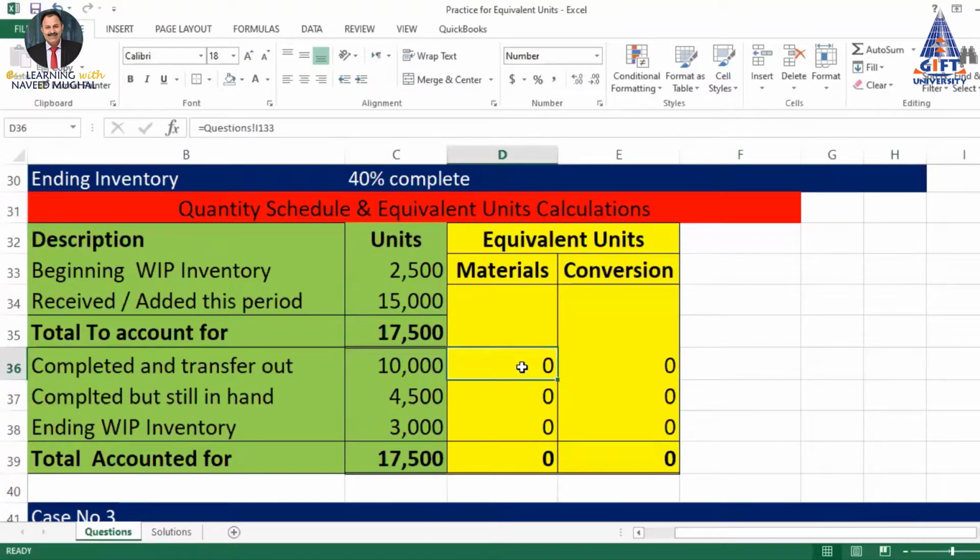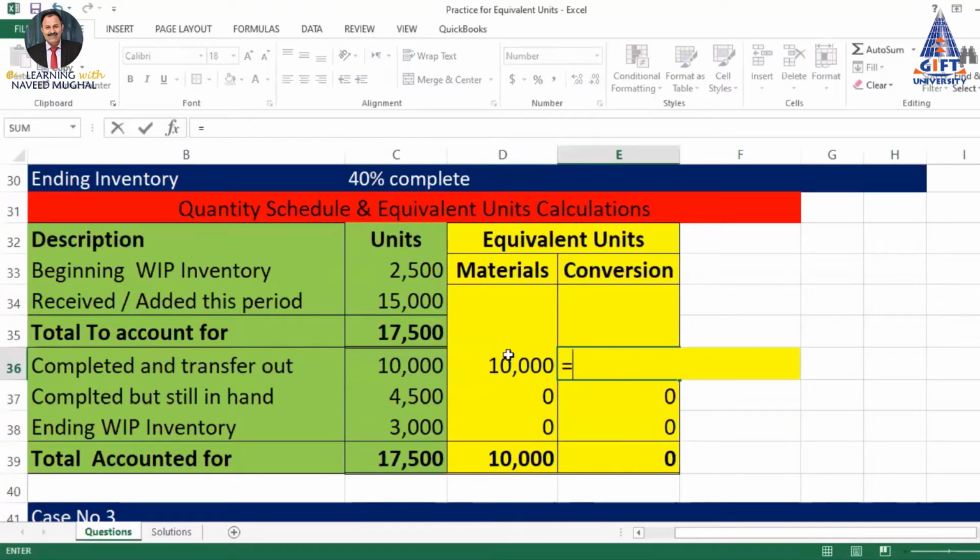It means they are completed with respect to materials, where they are completed with respect to conversion. So they are basically 100% complete as to material. That figure multiplied by 100%. So this is basically 100% completed.